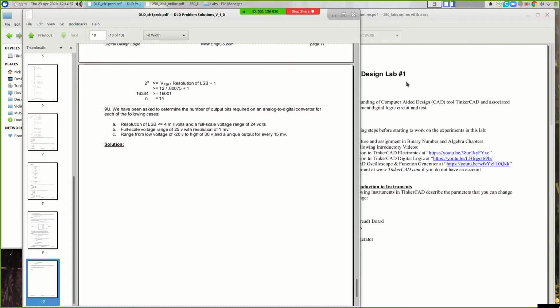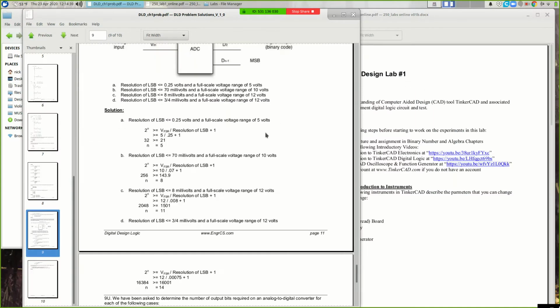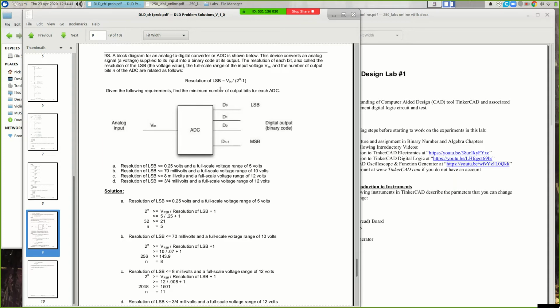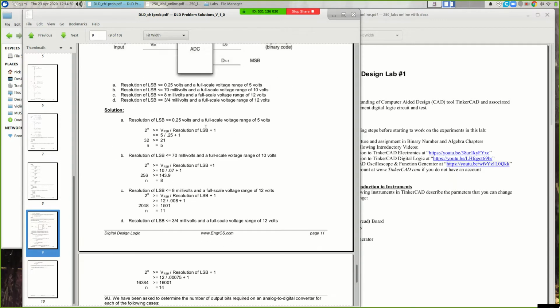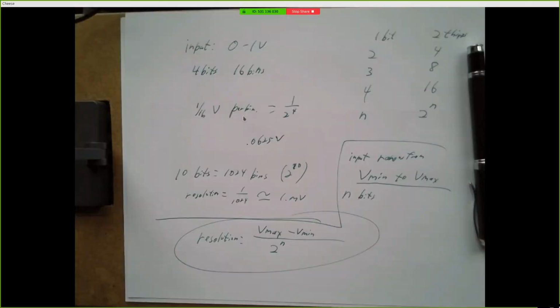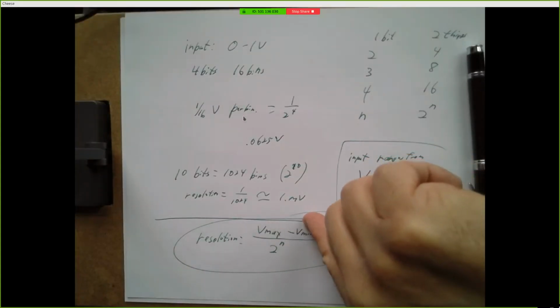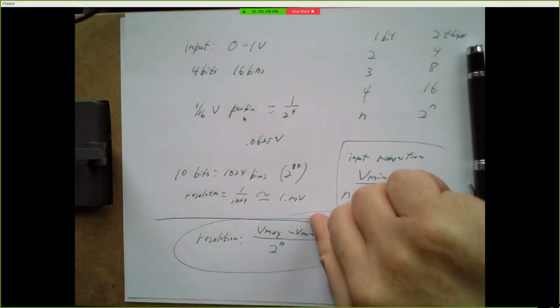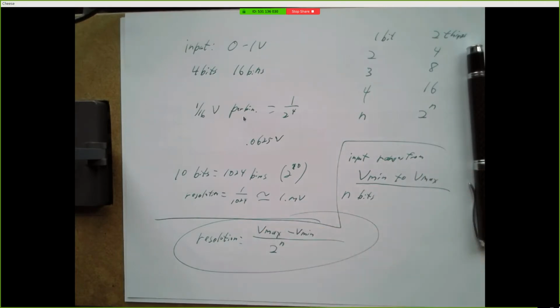All right, once you have that, we can look at the solved question, for example. Here's an analog to digital converter. There's the formula. The resolution of the least significant bit is less than 0.25 volts, with a full scale voltage range of 5 volts. So they're talking about the scale of the voltage range. That's the maximum minus the minimum. And I think in this book, Izad's assuming that your minimum voltage is always ground.